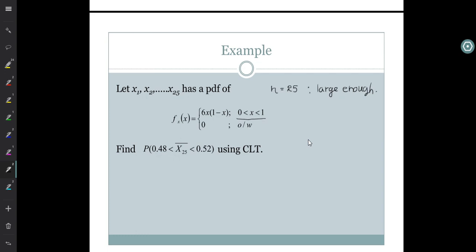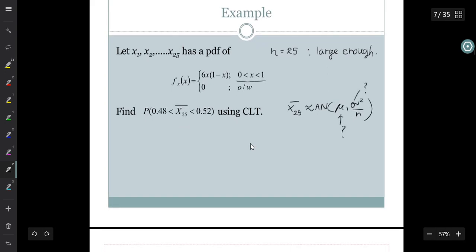According to the central limit theorem, x25 bar, the sample mean of this random sample of size 25, is approximately normal with mean mu and variance sigma square over n. Which means first we have to find the mean and the variance. Since the PDF is given, we can easily do that. Let's start by finding the mean, which is the expectation of x. You can find it by the integral of x times f(x) dx evaluated over the support of x.